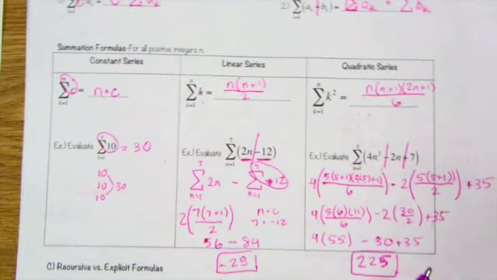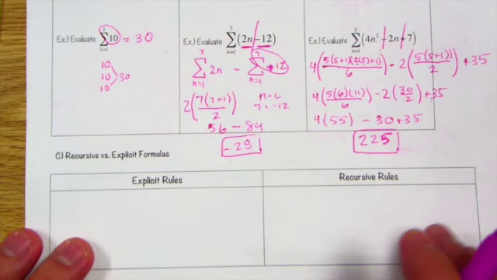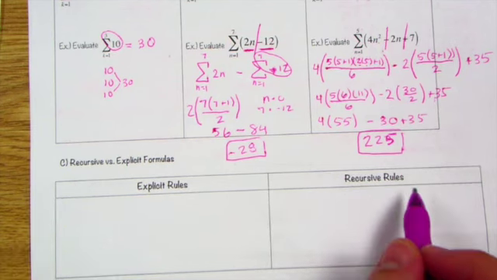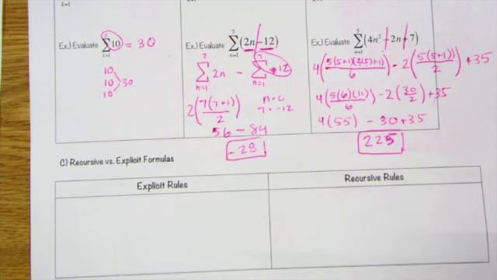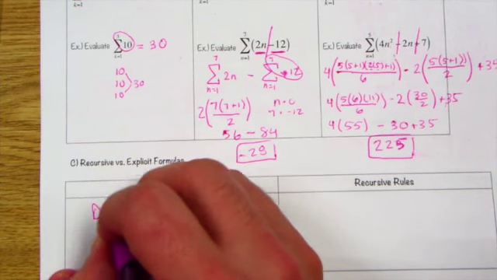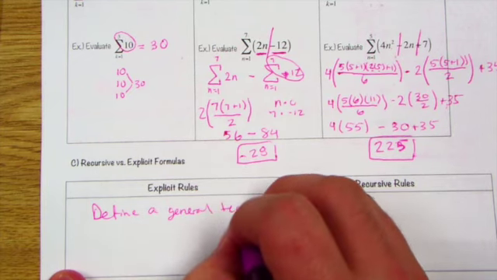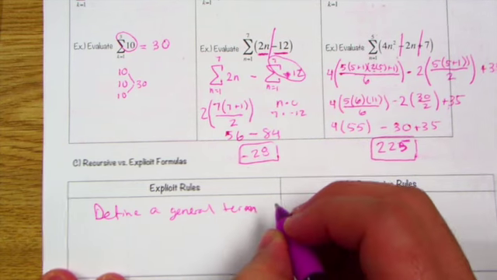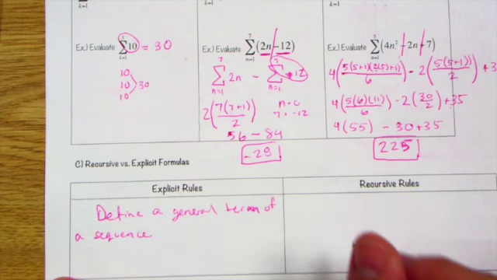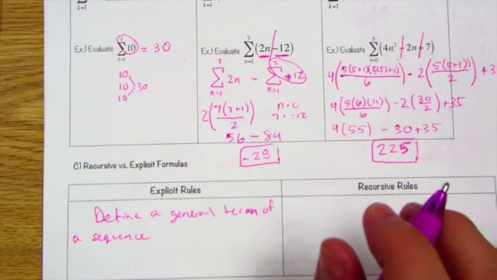Okay. Last thing here is explicit and recursive rules. So explicit, we're not going to spend too much time with recursive, though you will see it a couple times, and there's like 1 or 2 questions on your unit test. But we spend most of our time with explicit rules. Explicit rules define a general term of a sequence. So they are defining any term, if you want any term.